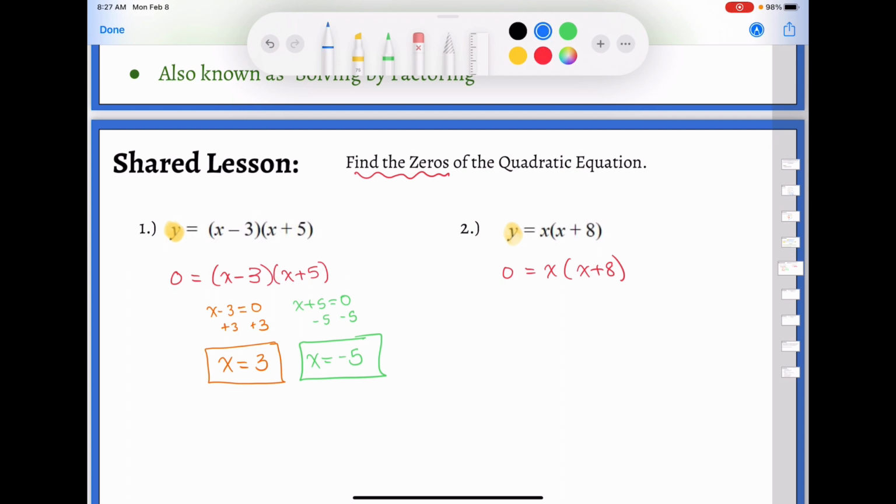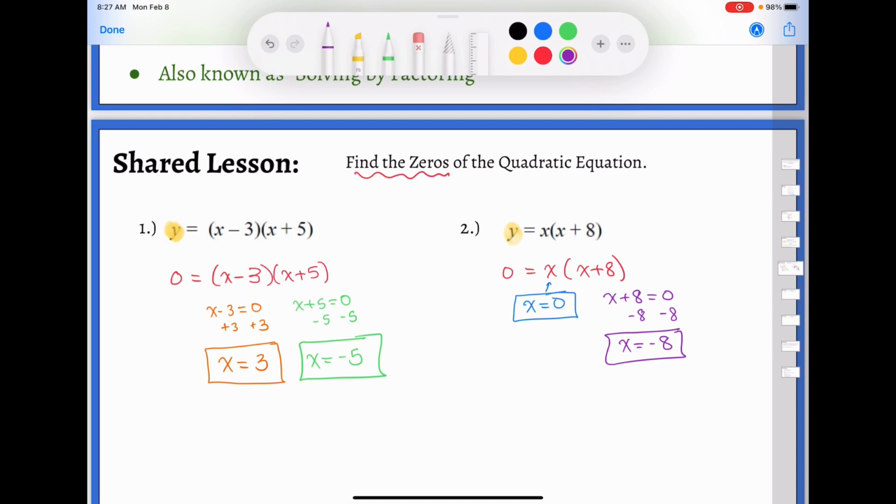So I'm going to take this first factor of x equals 0, right? Hey, that is an answer already. No solving needed, but I have an answer of x equals 0. And then I take my second factor, which is x plus 8, and set that one equal to 0. I subtract 8 from both sides, so my second solution is x equals -8.